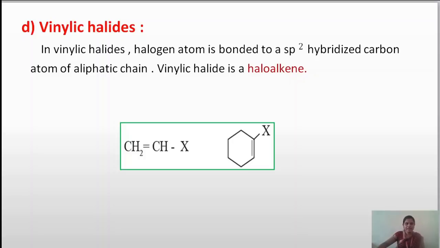What is the required condition to be a vinylic halide? The required condition is that the halogen atom must be bonded to an sp2 hybridized carbon. Now in this example, this halogen atom is bonded to this sp2 hybridized carbon. So this is the example of the vinylic halide. Now in this example also, this halogen atom is bonded to this sp2 hybridized carbon. This carbon is an sp2 hybridized carbon. So this is the example of the vinylic halide.